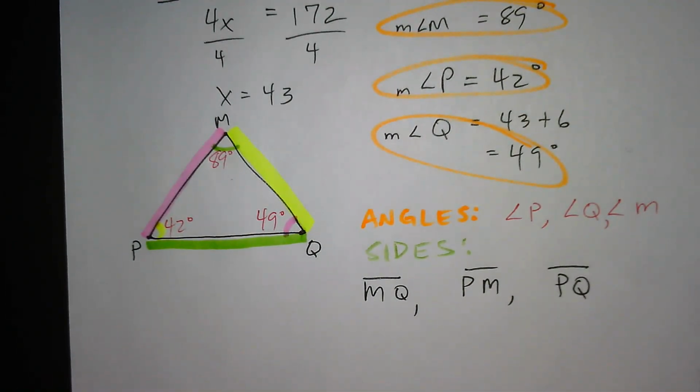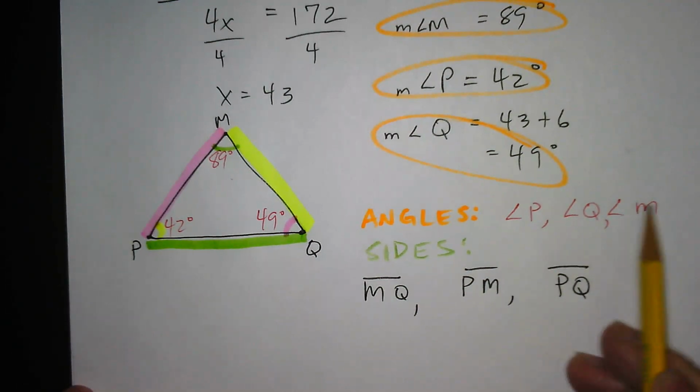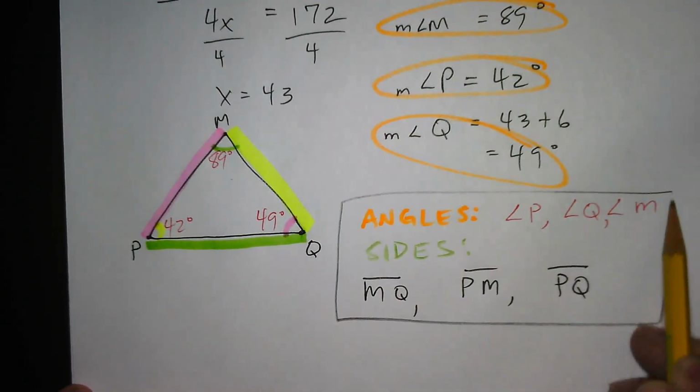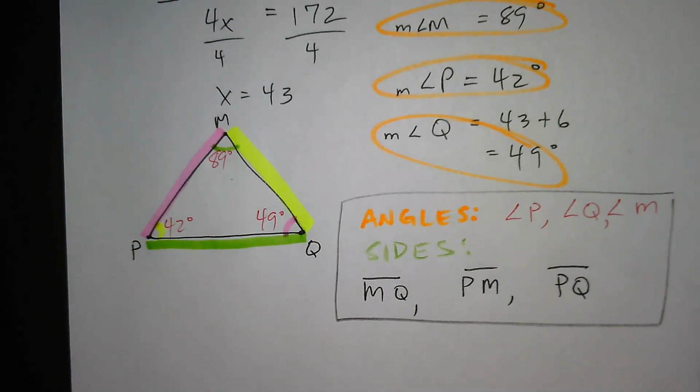So that's what the book is looking for as far as an answer. Your angles ordered least to greatest and your sides ordered least to greatest.